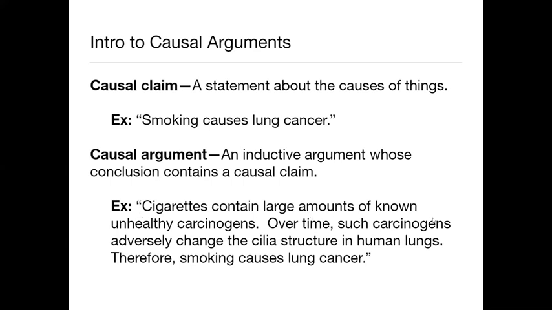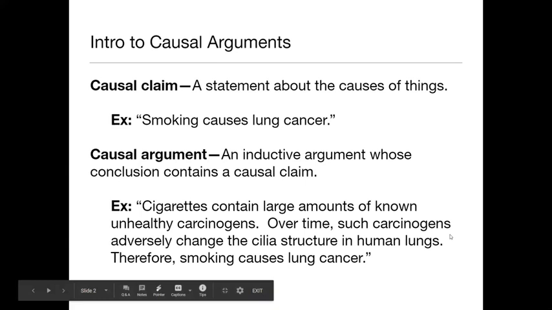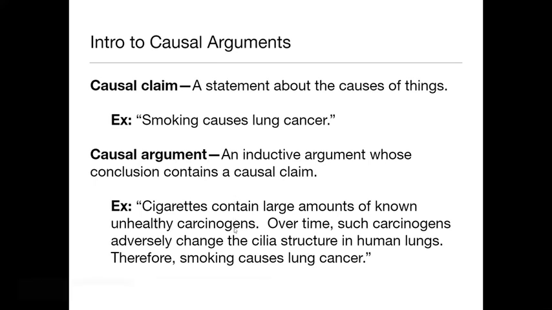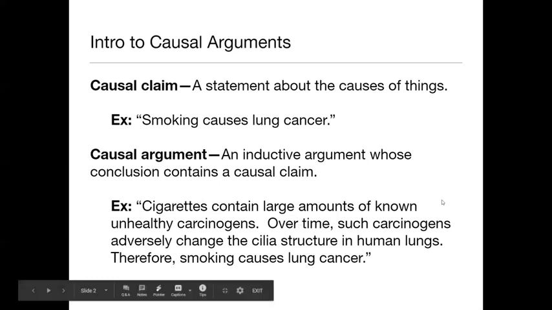Cigarettes contain large amounts of known unhealthy carcinogens. Over time, such carcinogens adversely change the cilia structure in human lungs. Therefore, smoking causes lung cancer. So notice that I've added a couple premises that lead to the establishment of the conclusion. And we think that's a strong argument. We have not just that, it's a cogent argument because the premises are true and it's strong.